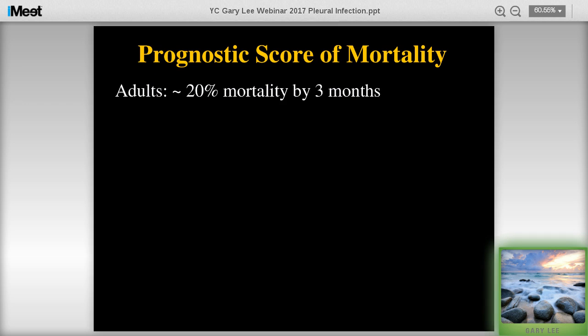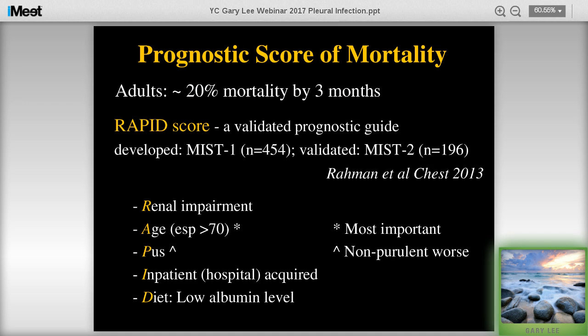So how can we reassure this man that he's going to do well and he can survive? In the last few years, there is the development of this so-called RAPID score, which is by Najib Rahman and Nick Maskell, which is a validated prognostic guide developed from the MIST-1, which is Multicenter Intrapleural Sepsis Trial 1 cohort, 454 patients, and then applied and validated in the MIST-2 cohort. And the RAPID stands for renal impairment. If the patient has got renal impairment, they've got a poorer prognosis.